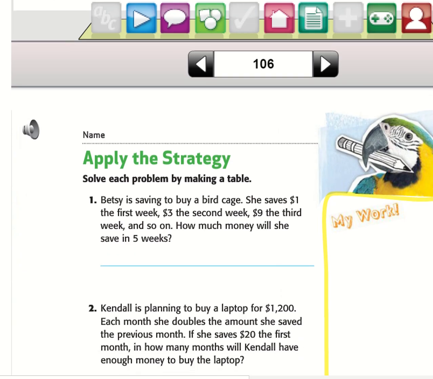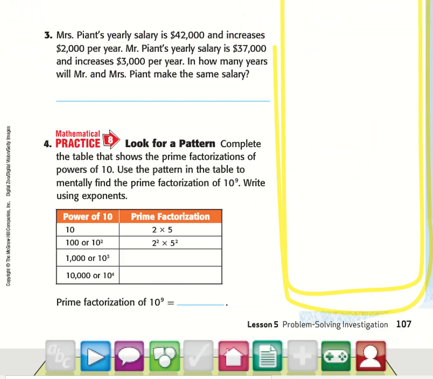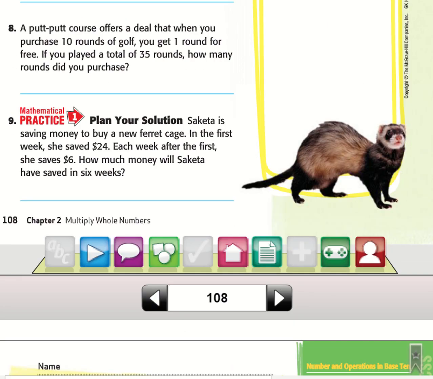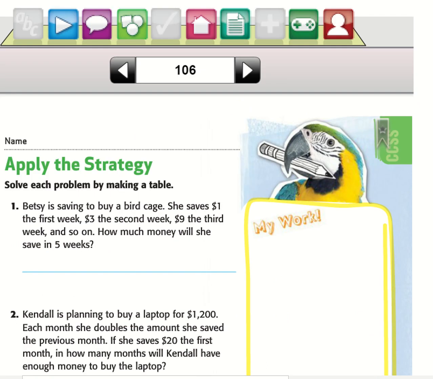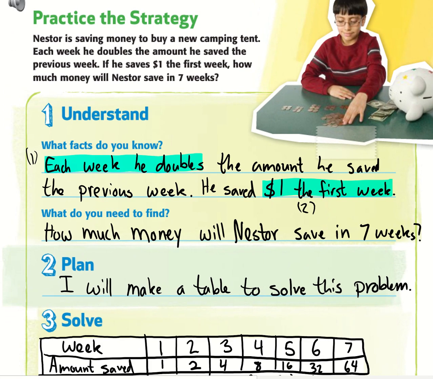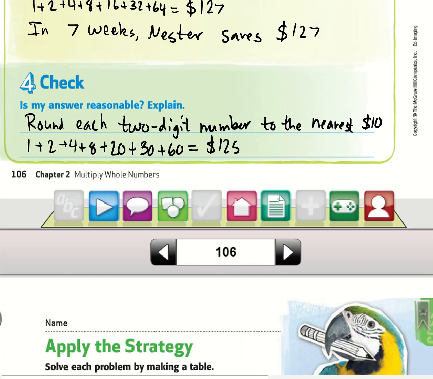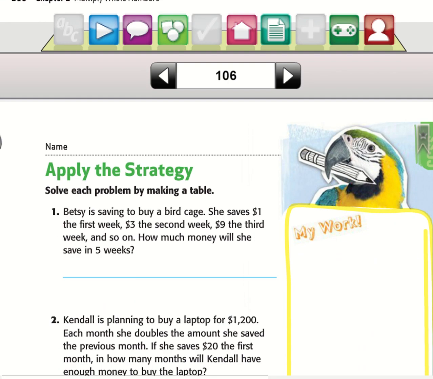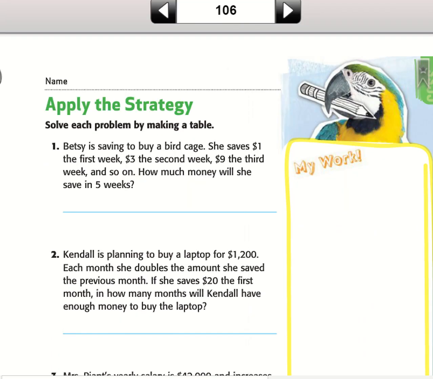So I know the rest of the work is going to be all word problems. Just remember, apply the strategies to solve each problem by making a table. And just make sure you understand. So what facts do you know and what do you need to find? That's going to help you most when solving all the problems. But that's also the end of the notes, so thank you for watching.